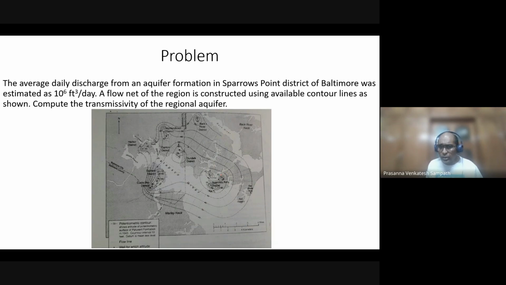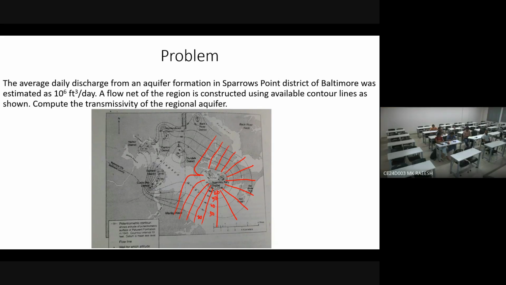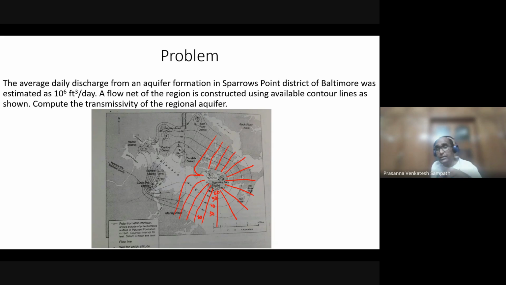So I can always figure out what the head difference between any two successive head contours is. Okay, so the first thing I do is to draw these flow lines perpendicular to the head contours. Okay, and then you just count how many flow lines you have, right? So let's do the count. 2, 3, 4, 5, 6. I think there's 15 or 16 lines. So there's about 15 regions in between two successive flow lines.